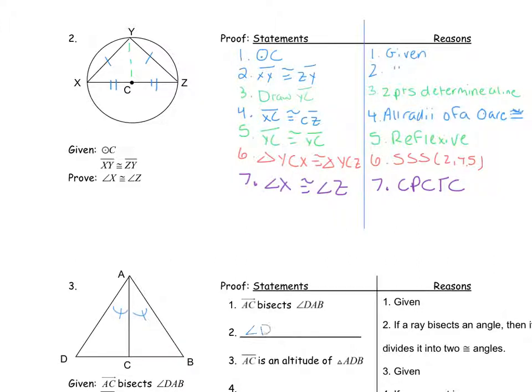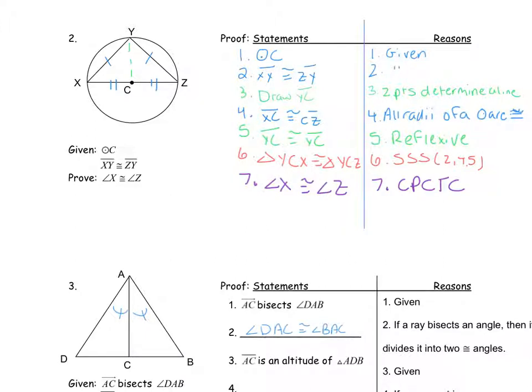So I'm going to go ahead and put that for my statement. Angle DAC is congruent to angle BAC. And they've already written the reason for you. If a ray bisects an angle, then it divides it into two congruent angles. Okay, then moving on to the next given. The next given says segment AC is an altitude of triangle ADB.